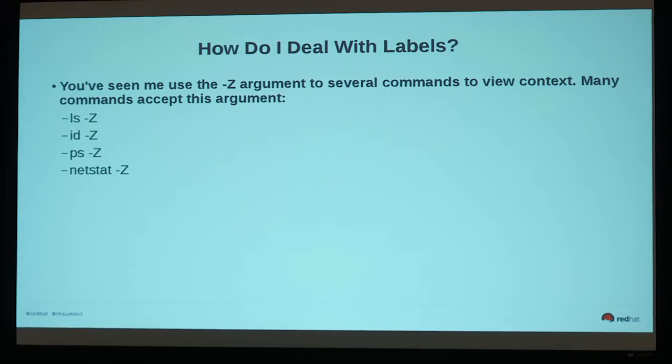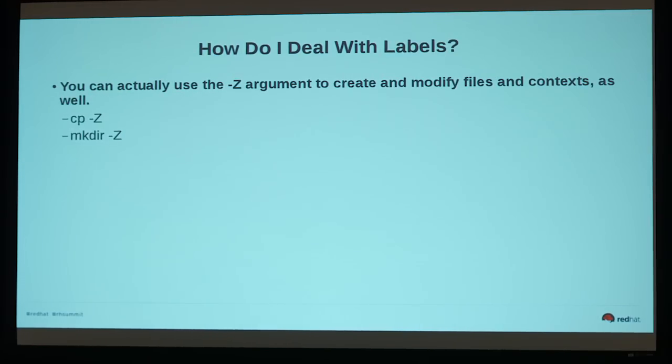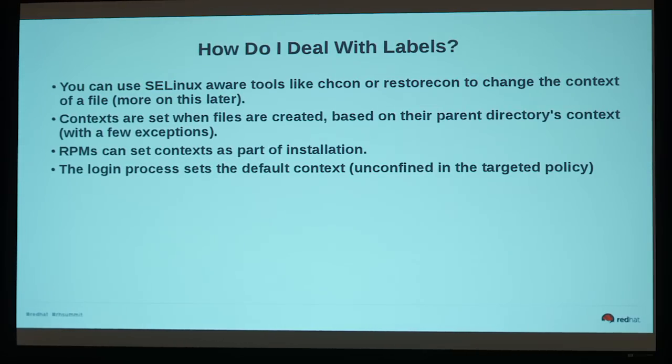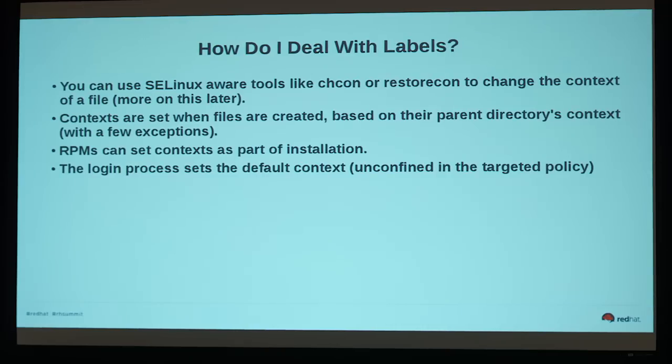It works with a whole bunch of commands. I don't even have a comprehensive list of all of them, but there are a lot of commands that take the -Z argument so that you can deal with your SELinux stuff. So cp -Z, mkdir -Z, there's a ton of stuff that you can do there. Now, you can also use SELinux-aware tools like chcon, change context, or restorecon to change the context of a file. Contexts are set when files are created, just like ownership in mandatory access control environments. They're going to inherit the context of the parent directory. Remember that because it's important.